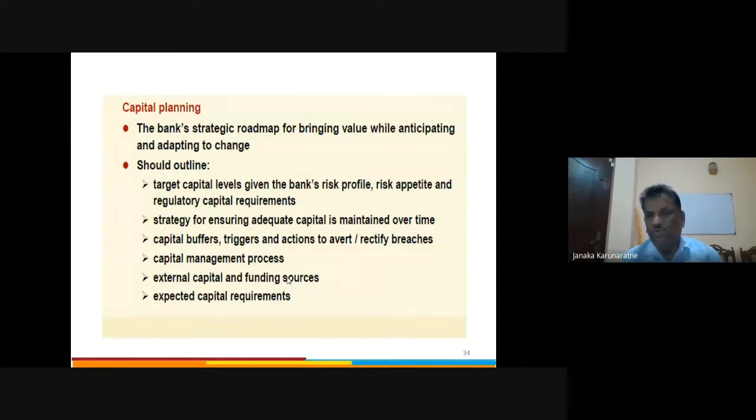Now, as you know, once we identify certain risks we can avoid them, but certain things we can't. So the only way is to have sufficient capital buffers in place. Okay. So capital planning is the strategic roadmap for bringing value while anticipating and adapting to change. Because we are living in a world of stress. No one can change it. Nothing will materialize the way we want. We live in a risky world. Everywhere, even if you look beyond a bank, there are many risks.